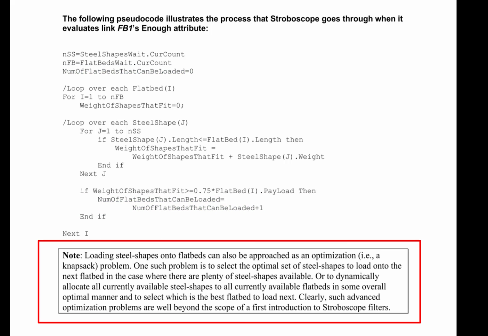Note that loading SteelShapes onto FlatBeds can also be approached as an optimization problem, that is, like a knapsack problem. One such problem is to select the optimal set of SteelShapes to load onto the next FlatBed in the case where there are plenty of shapes available, or to dynamically allocate all currently available SteelShapes to all currently available FlatBeds in some overall optimal manner and to select which is the best FlatBed to load next. Clearly, such advanced optimization problems are well beyond the scope of the first introduction to Stroboscope filters.